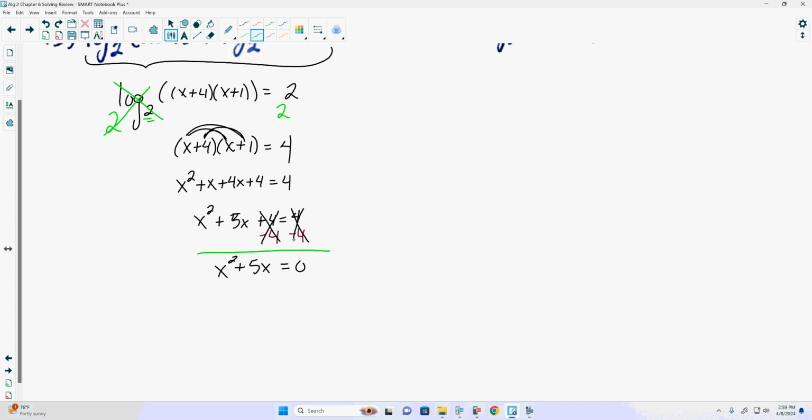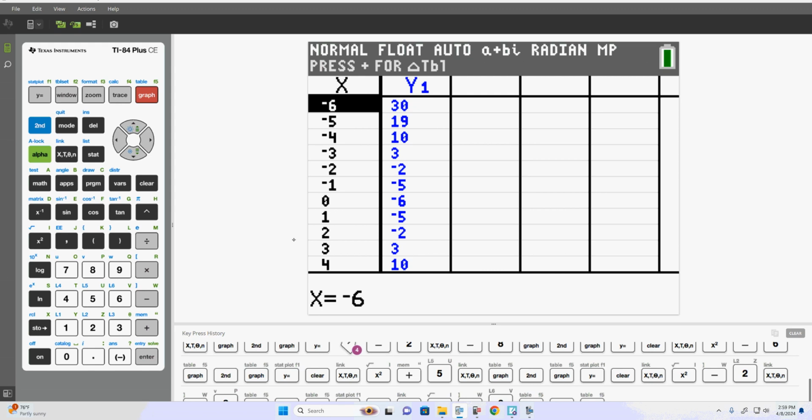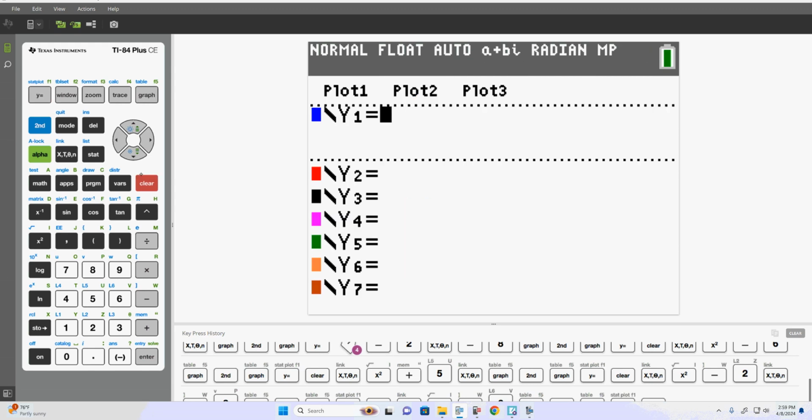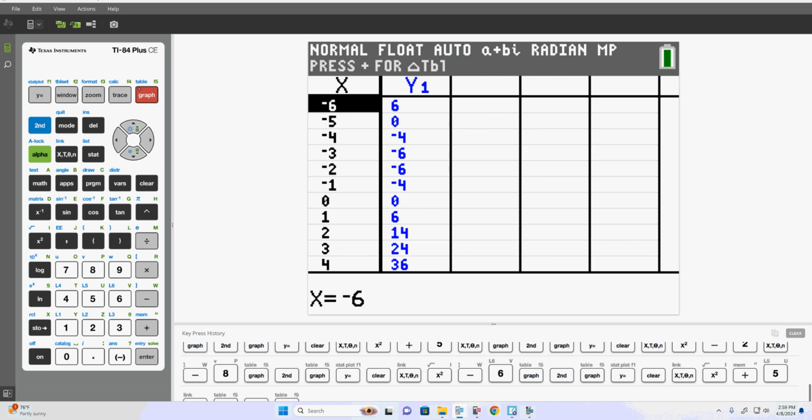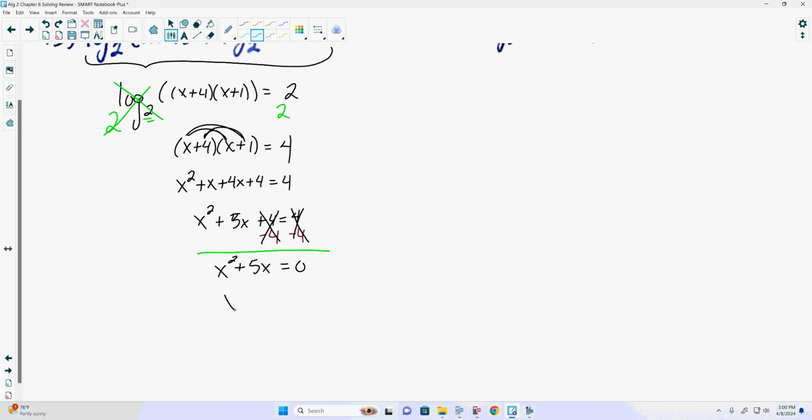Now at this point we can graph it, factor it, or use the quadratic formula. Any of those would work. So we can type in x squared plus 5x and hit graph. And we do see, unlike the last one, this does cross at 2 nice points. And our table says that it crosses at -5 and 0, because we're looking for values of x that make the y value be 0.